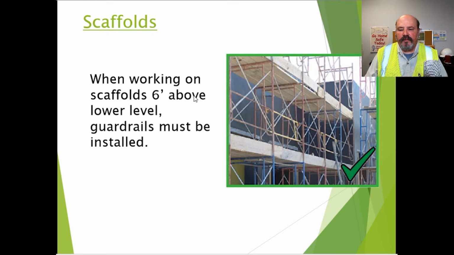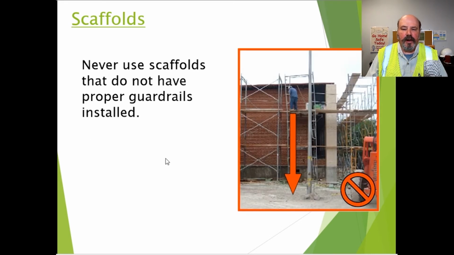When working on scaffolds 6 feet above lower level, guardrails must be installed. Here they've taken the 2x4s and put the mid-rail and the top rail, and of course there's a toe board running along the base there. That's also a requirement. Never use scaffolds that do not have proper guardrails installed.